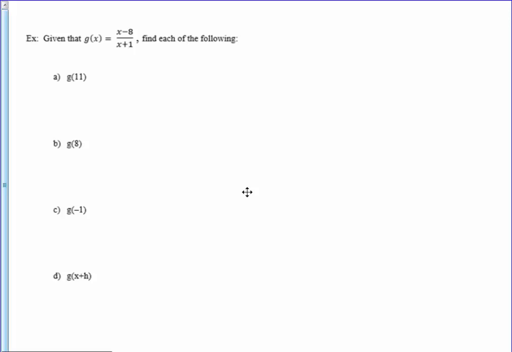This is another example of function evaluation. Given that g of x equals x minus 8 all over x plus 1, find each of the following. G of 11. G of 11 means you go to the function named g, and where x is, you substitute in 11. The way I think of my functions is anywhere there's an x, I use a set of parentheses.